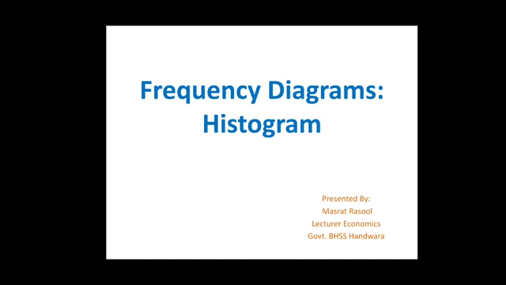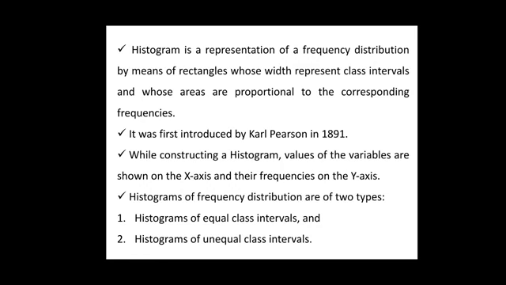There are three important forms of frequency diagrams. First, histogram. Second, polygon or frequency curve. And third, Ogive curve. In the present lecture, our focus will be on the presentation of data with the help of histogram. So, let us first discuss what is meant by a histogram.